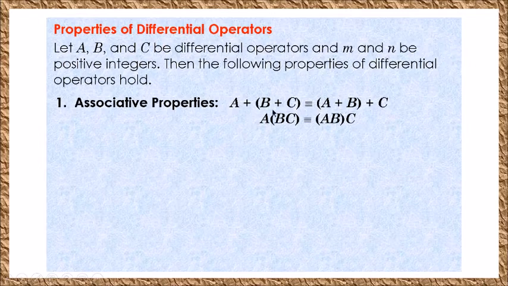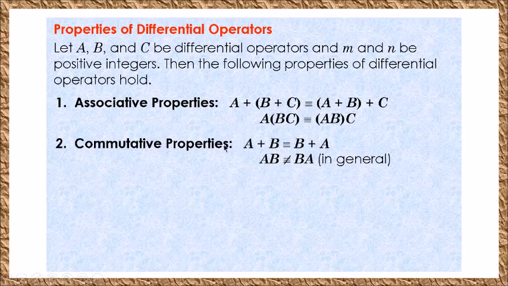A added to the sum of B and C is identical to the sum of A plus B added to C. For product, A multiplied to the product of B and C is identical to the product of A and B multiplied to C.